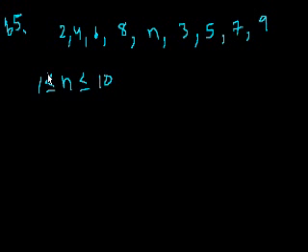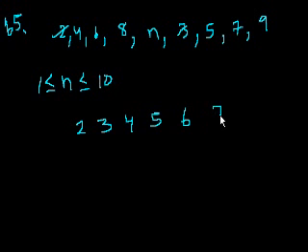Not the mean, the median. So the median means the middle number, right? So it depends where. Let's put all of the other numbers in order, right? So we have 2, 3, 4, 5, 6, 7, 8, 9. And they're essentially saying that n could be anywhere in this.